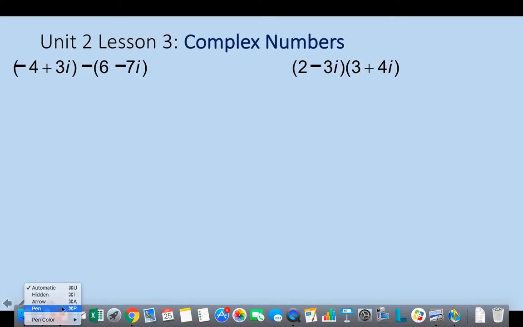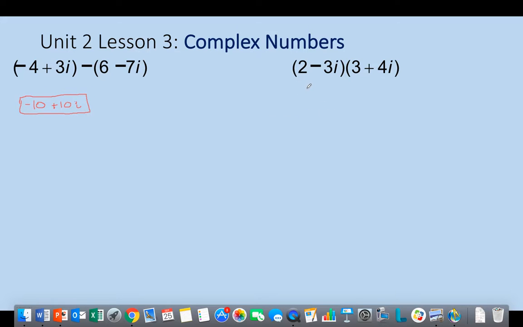Here we've got some things that look familiar. If I just had x's here, this wouldn't be a very scary problem. The i's give it that extra level of intensity, but it's really not that bad. I'm just going to combine like terms. I've got negative 4 minus 6, which would be negative 10. And then I've got 3i minus negative 7i, which would be like 3 plus 7, which would be 10i. And, well, that's about all we can do with that problem. We're done.